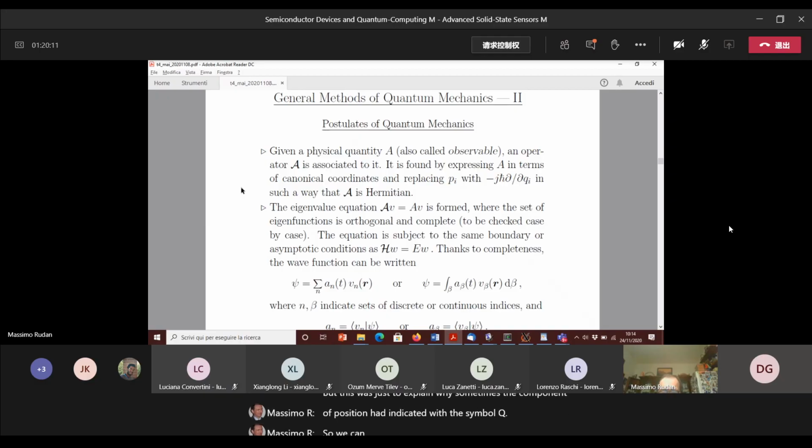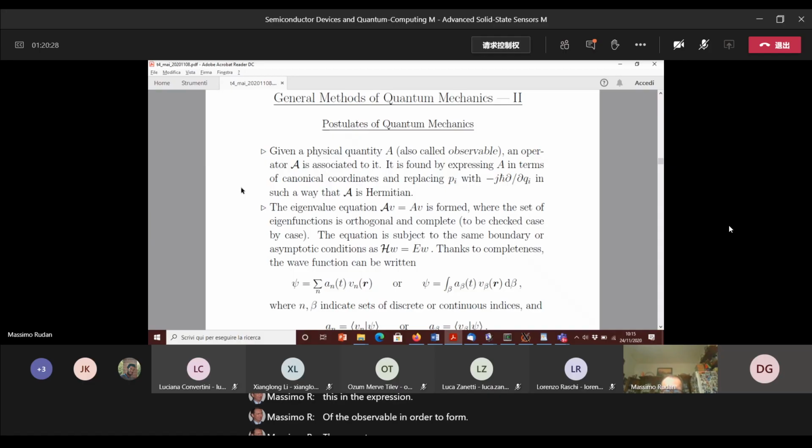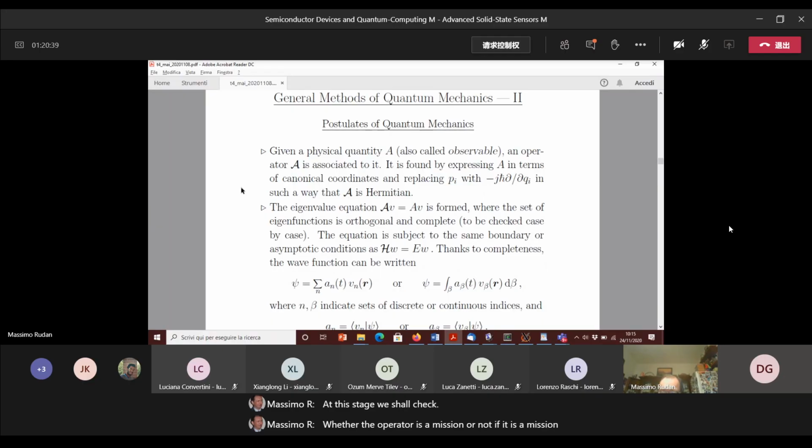So we construct the momentum operator, and then after constructing the momentum operator, we use this in the expression of the observable A in order to form the operator A associated to it. At this stage, we shall check whether the operator is Hermitian or not. If it is Hermitian, we keep it. If it is not, we have to discard it and we reconstruct the operator better in order to achieve an operator that is Hermitian.